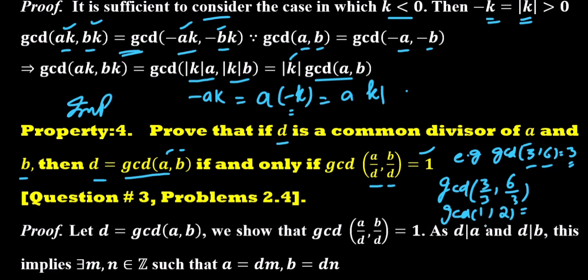Now what is the GCD of 1 and 2? GCD of 1 and 2 is clearly 1. So this property says that if you divide some integers A and B by their GCD, then the GCD of their fractions must be equal to 1. In other words, their fractions are relatively prime. Here it may be noticed that these fractions are always integers. A over D and B over D will not be in decimal form. This will be exactly a whole number or an integer. Actually, this is question number 3 in problem 2.4.